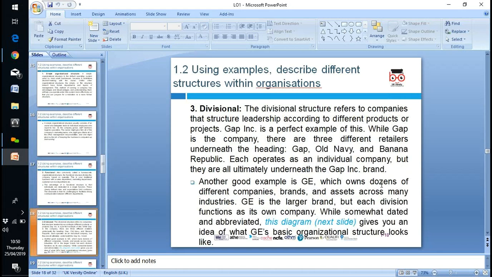A divisional structure is where it's an even bigger company, and you will have different divisions within there that produce different products or completely different projects. Giving an example of Gap: different retailers underneath the heading Gap, Old Navy, Banana Republic, all operate as an individual company, but they are underneath the Gap brand. So that's an example of divisional.